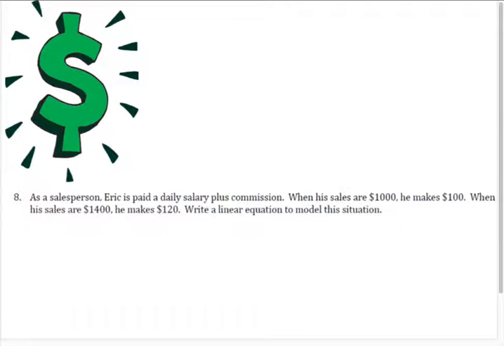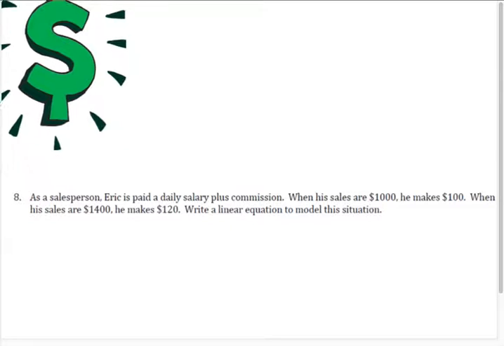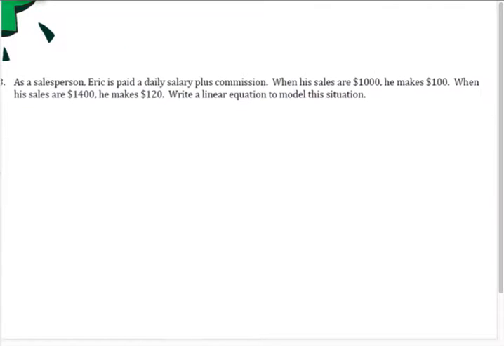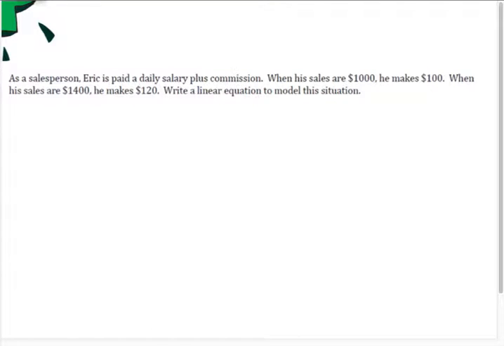This one can get a little bit tricky, but it's basically the same thing that we just did. It says, as a salesperson, Eric is paid a daily salary plus commission. When his sales are $1,000, he makes $100. When his sales are $1,400, he makes $120. So he has sales, and he has how much money he makes.